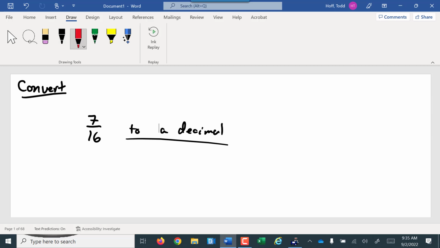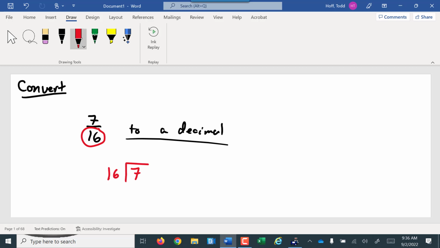7/16 means we have 16 pieces that make a whole object, and we have 7 of those pieces. So obviously we have less than a whole object. To figure out the decimal equivalent of that, we simply have to divide it out.